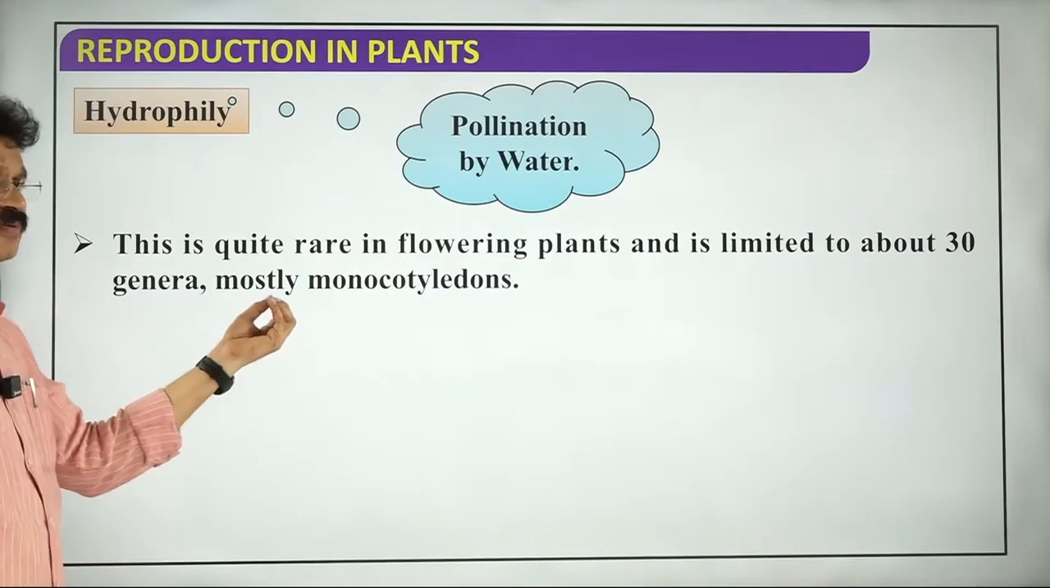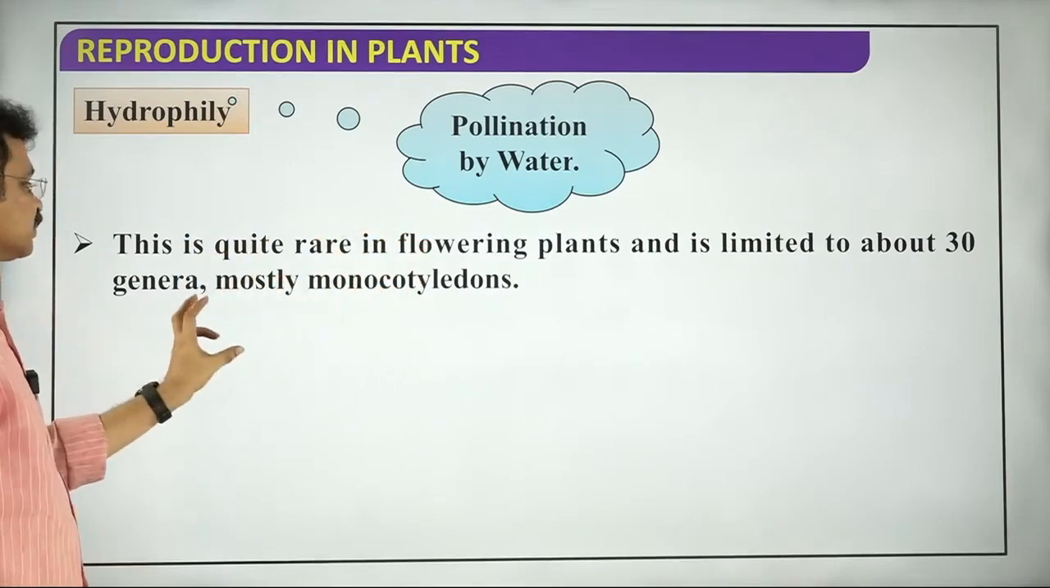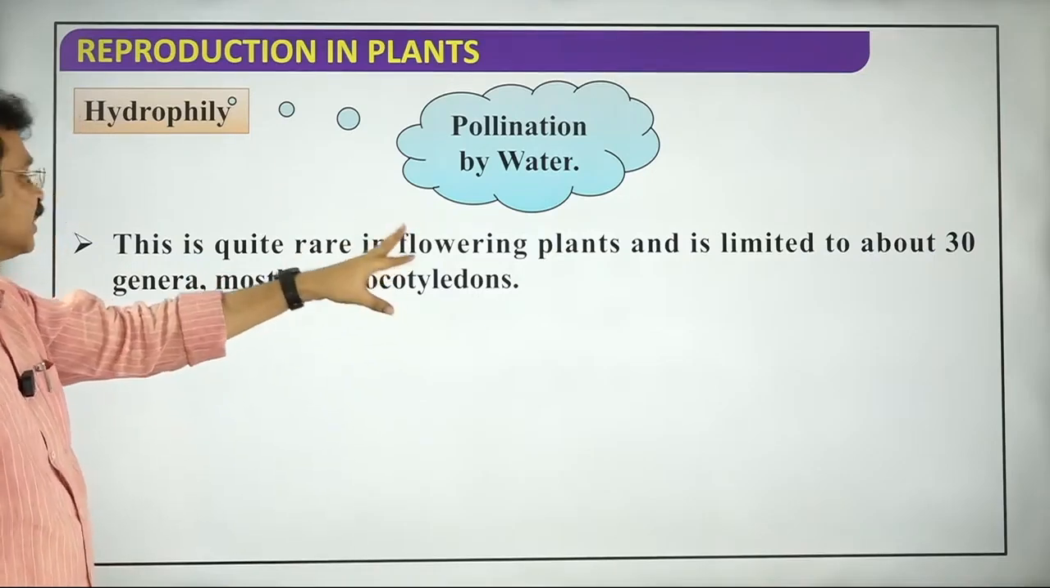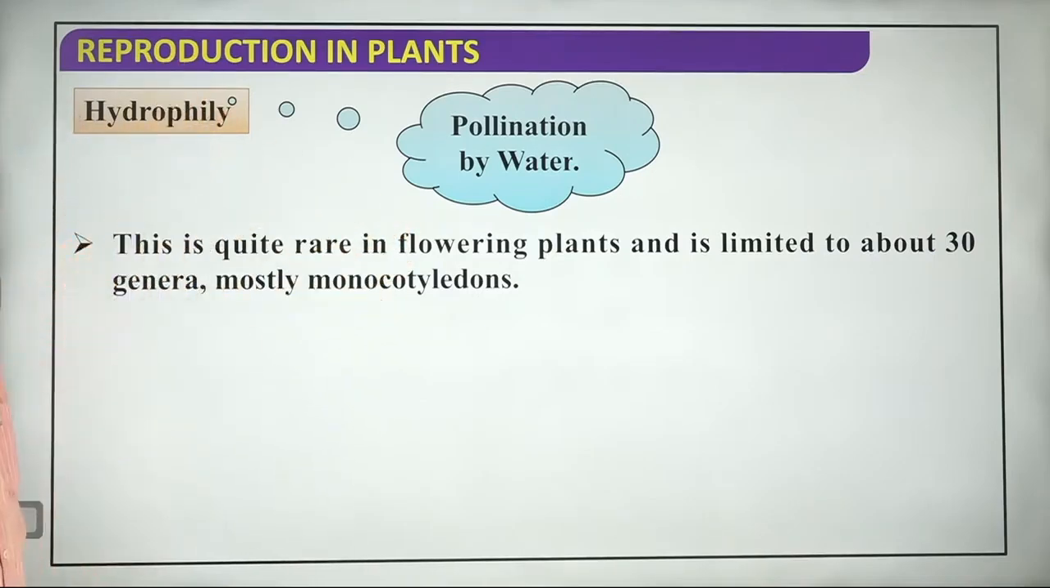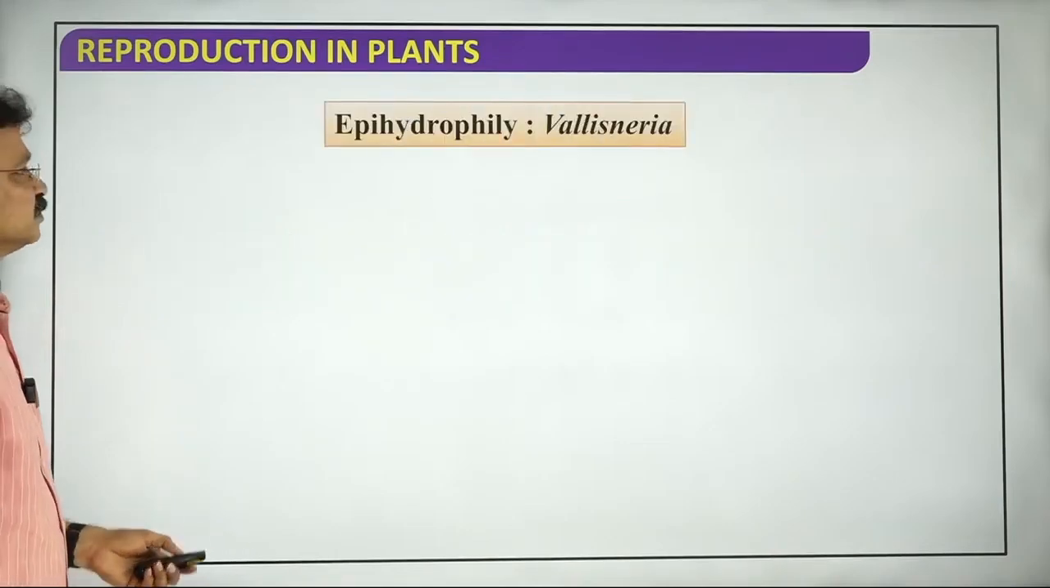Among more than 1 lakh flowering plants, within very few species, only about 30 genera, especially monocots, the pollen transferring agent is water. So hydrophily is the very rarest kind of pollination.